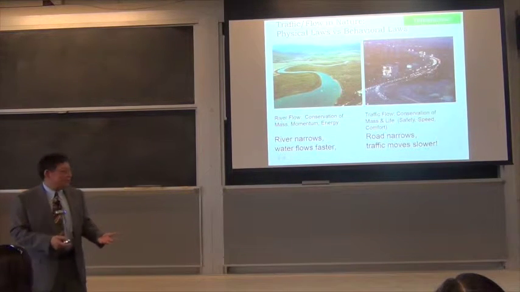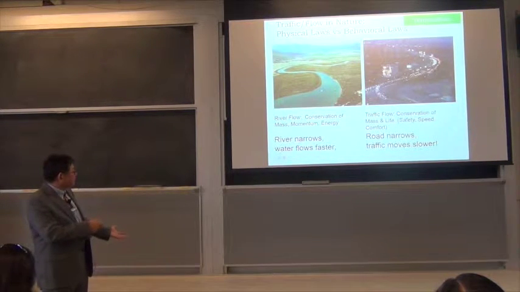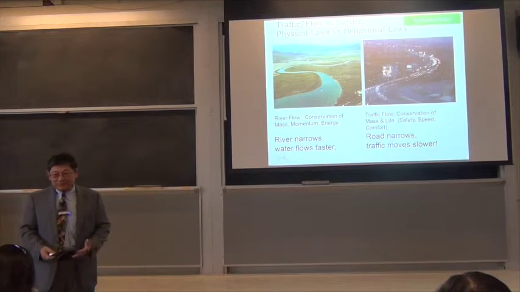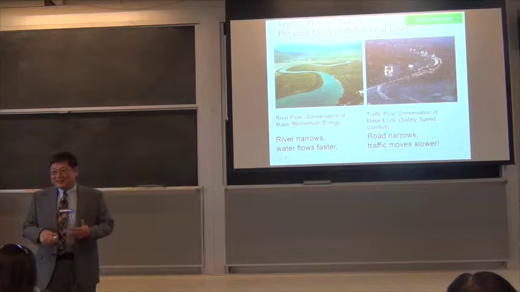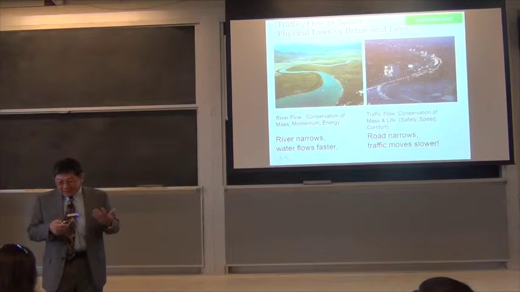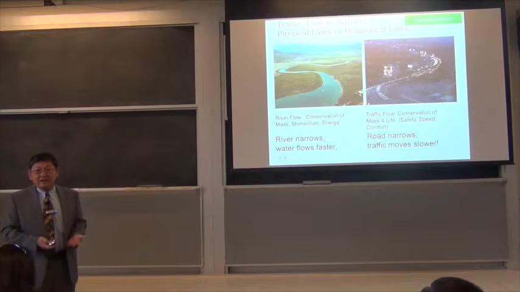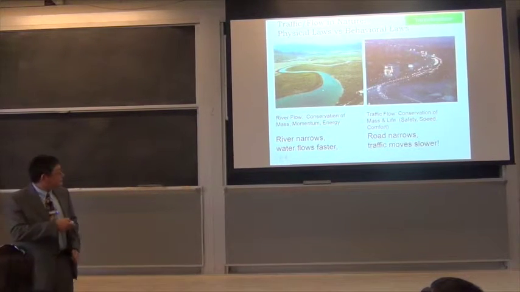As a result, we know that when a river narrows, the water flows faster. But we never see the traffic move faster when a road narrows, because the mechanism is quite different. So we have to look at the behavior of drivers and how that affects the flows.